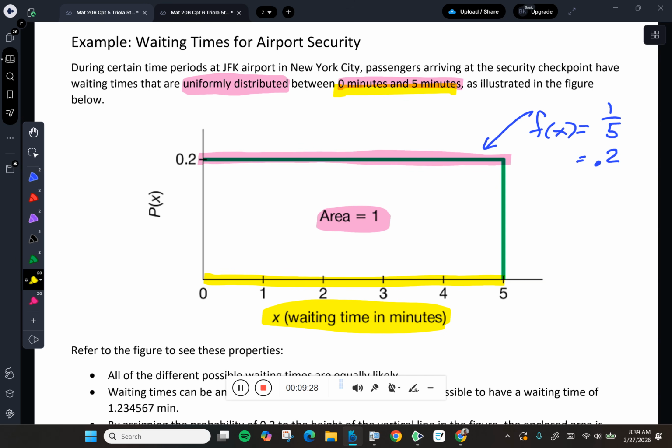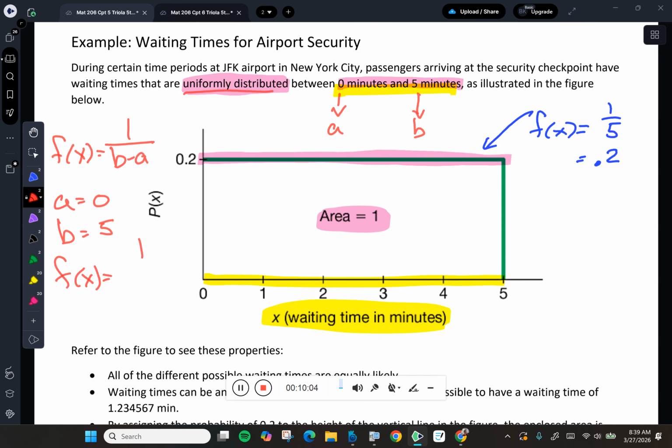Okay, so how does this work? Well, in the problem, when we're told we're uniformly distributed, we're going to be given an A and a B. That A and that B are going to tell us where this thing starts and where this thing stops. And our probability density function is always going to be 1 divided by B minus A. So for this problem, since they told us that A was 0, and they told us that B was 5, then our probability density function, our density curve, is 1 divided by 5 minus 0, or 1/5.